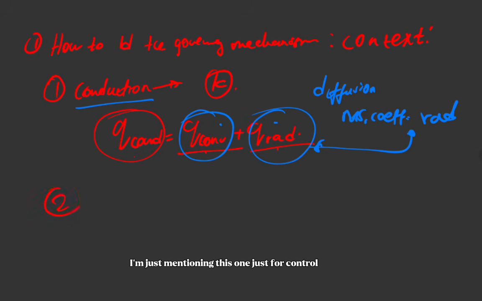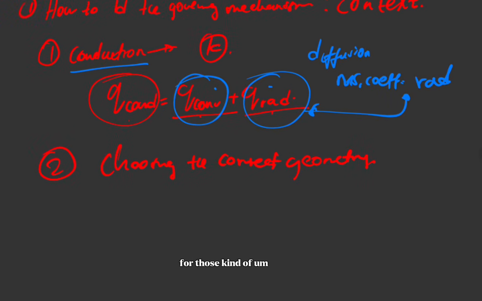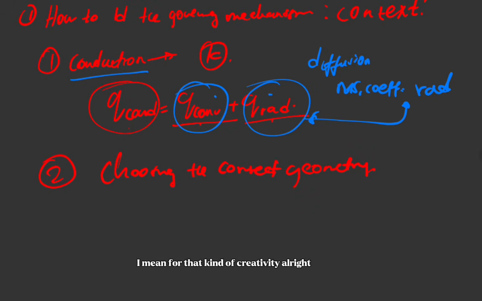Two, I'm just mentioning this one for control: how to choose the correct geometry. I'm mentioning this in passing because I've seen that some people are told it's a cylinder, but they force it and use the area of a sphere, maybe because that is the one that they know. But remember, there are no gimmicks and tricks from my side and from yours, right? So we won't be awarding marks for that kind of creativity.